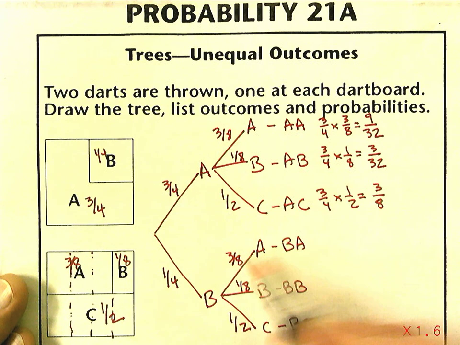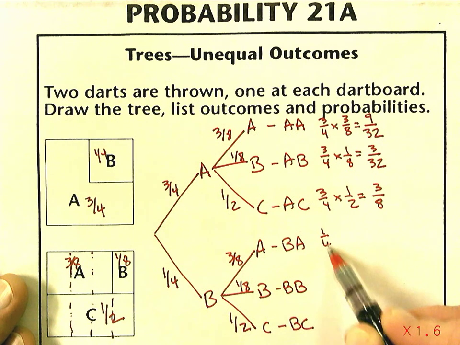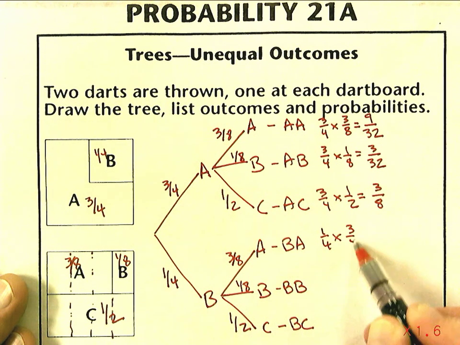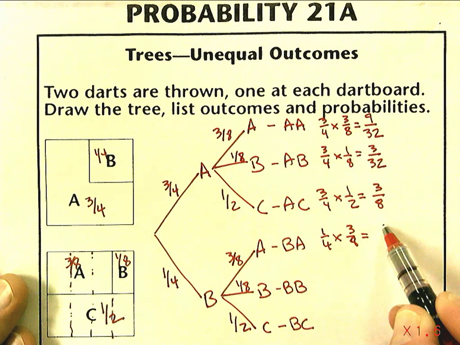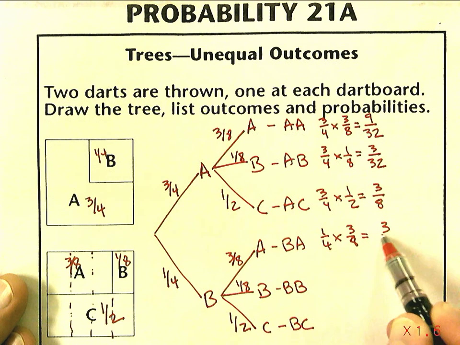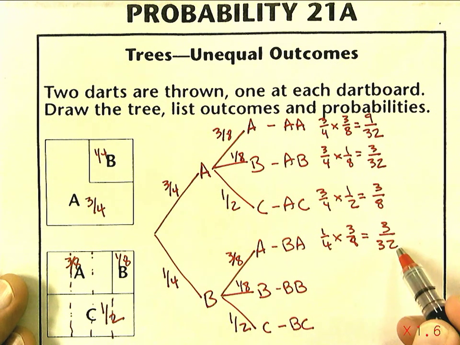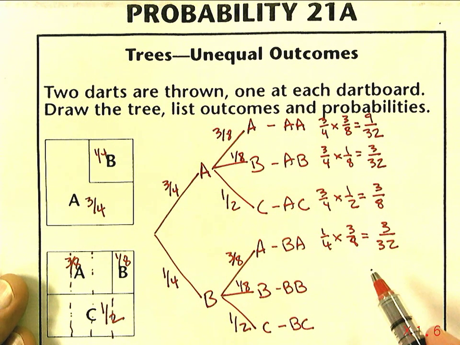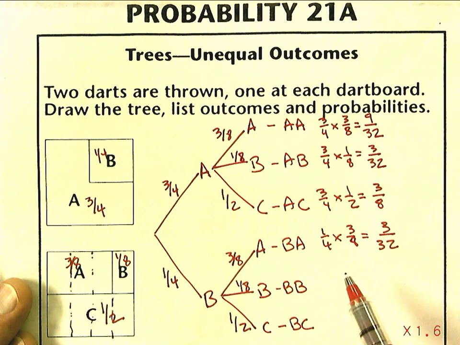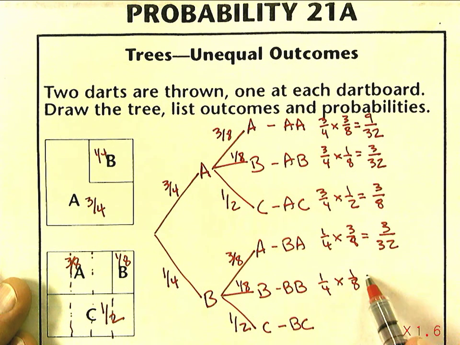So 1/4 times 3/8 for this one, and we get 3 times 1 is 3, 4 times 8 is 32. So 3/32 for B then A. And then B then B is 1/4 times 1/8, which equals 1/32.